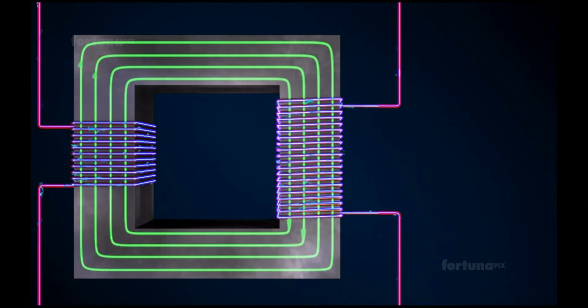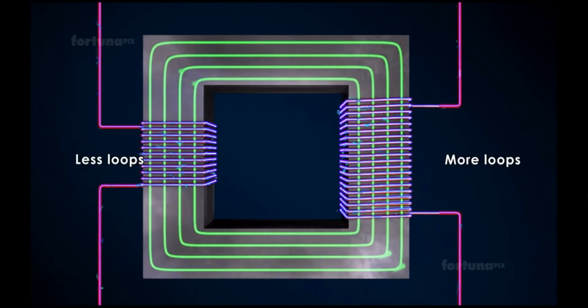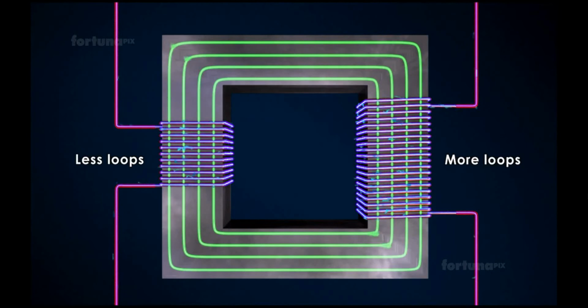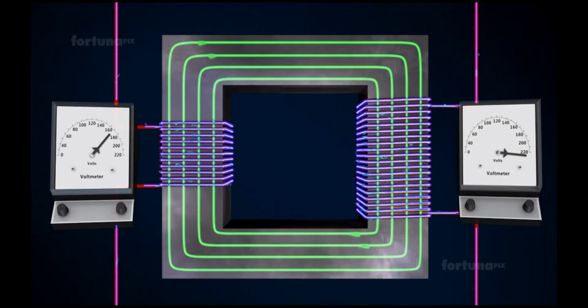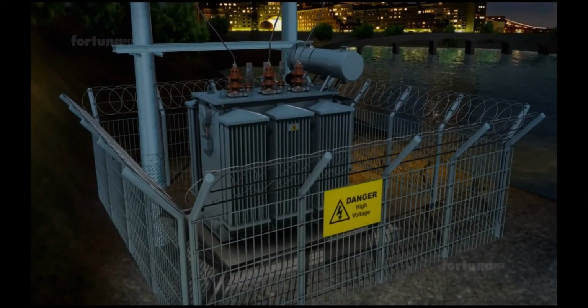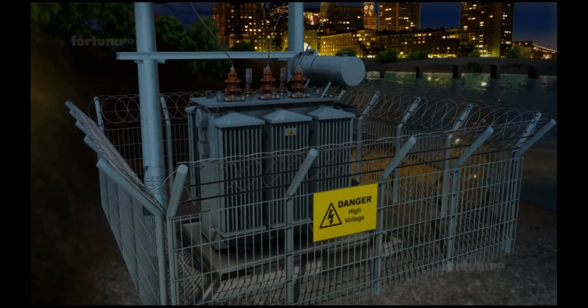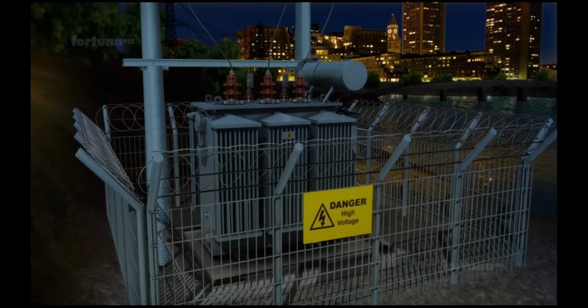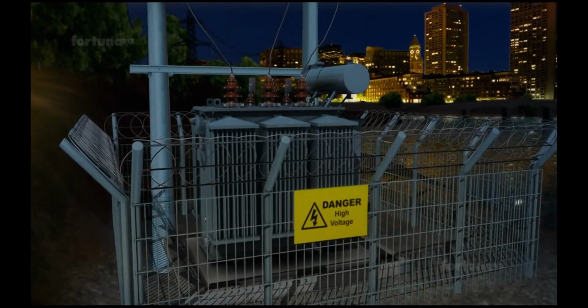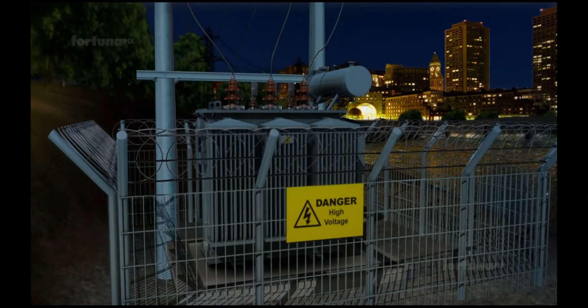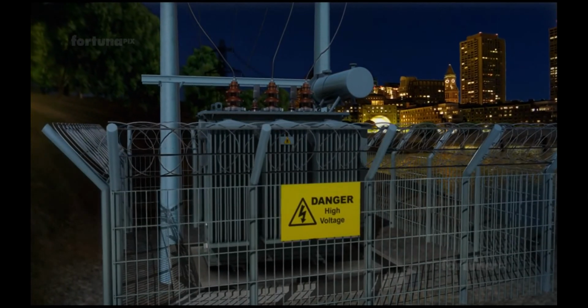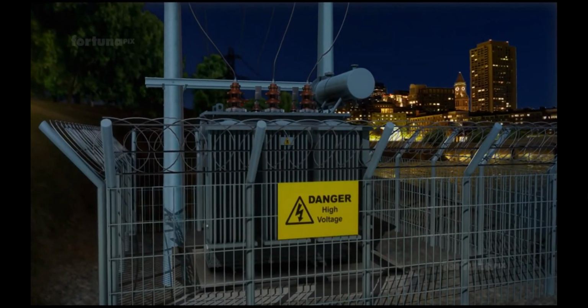If the number of loops in the secondary coil is more than the number of loops in the primary coil, then the secondary voltage will be more than the primary voltage. A transformer of this type is known as a step-up transformer. These can be found in power stations where they decrease the current and increase the voltage, allowing power to be safely transmitted through cables without overheating them.